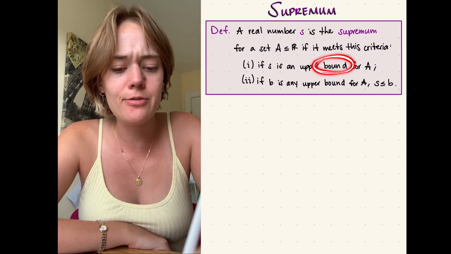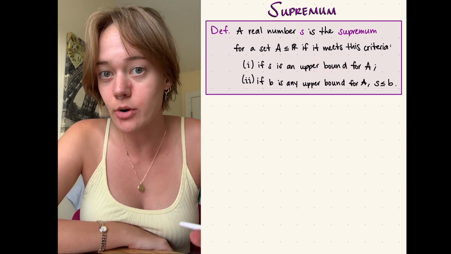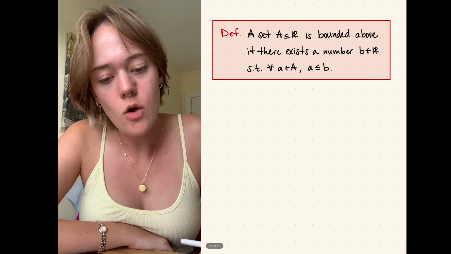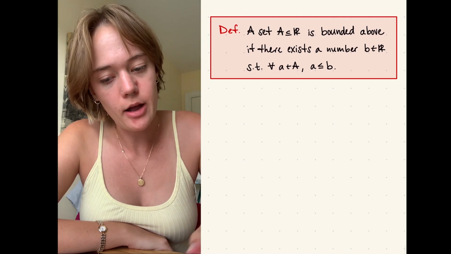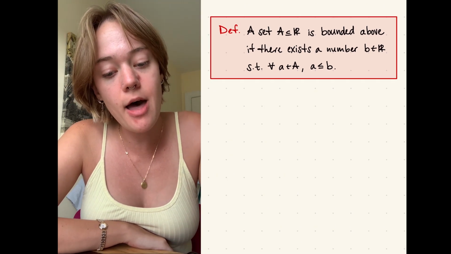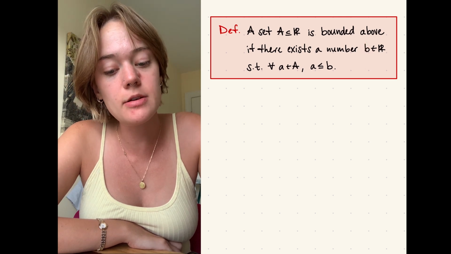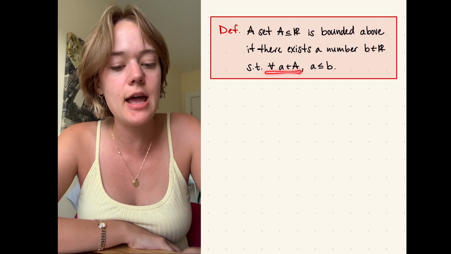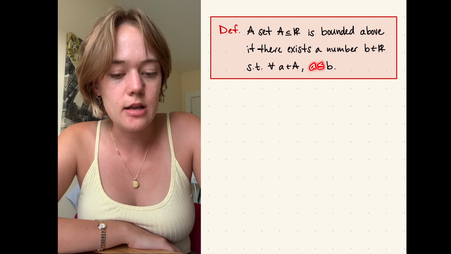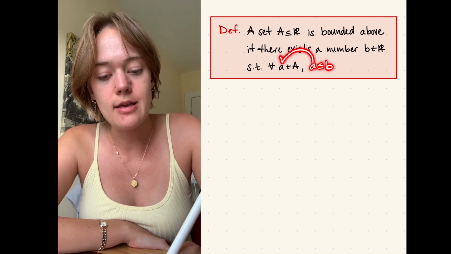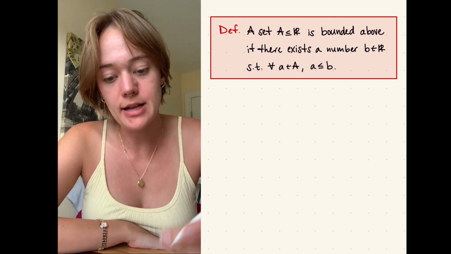What does it mean for a value to be a bound, upper or lower? Let's go through that. So this is just for bounded above, having an upper bound. A set A is bounded above if there exists a number B, my bound, within my real numbers, such that every element within my set A is going to be less than or equal to B, where A is all the possible elements within my set A.